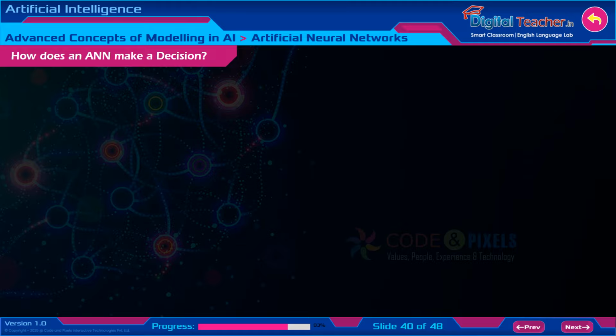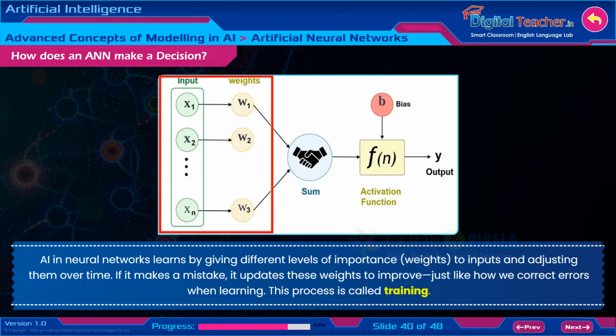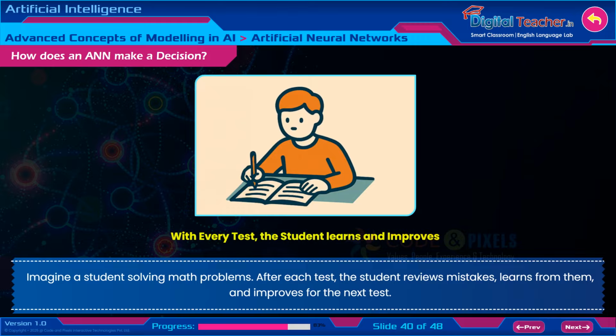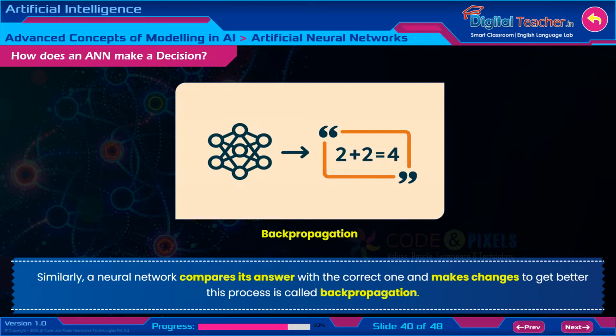How does an artificial neural network make decisions? It learns by giving different levels of importance to inputs and adjusting them over time. If it makes a mistake, it updates these weights to improve, just like how we correct errors when learning. This process is called training. Imagine a student solving math problems. After each test, the student reviews mistakes, learns from them, and improves for the next test. Similarly, a neural network compares its answer with the correct one and makes changes to get better. This process is called backpropagation.